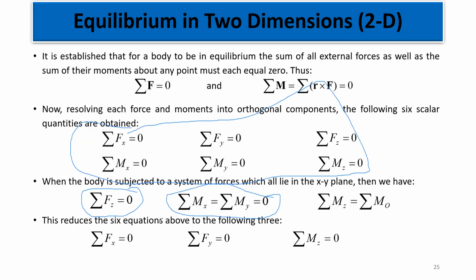So if that's the case, then all of them, if these 3 go to 0, then we'll be left with the summation of forces in the x, because we are dealing with the xy plane, should be equal to 0. Summation of forces in the y should also be equal to 0. And then the moment at the point O should be equal to 0. So in a 2-dimensional plane, which is the xy plane, we will deal with only 3 scalar quantities instead of the 6 here.